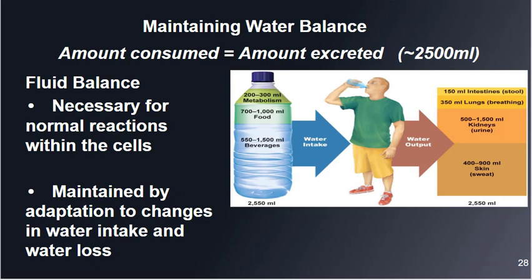Okay, so if we want to prevent problems such as dehydration, heat stroke, kidney stones, and other problems, we need to maintain the correct water balance. Every day we need to consume about 2.5 litres of water. We want to make sure that the water is in balance, so that the same amount is coming in as the amount going out.